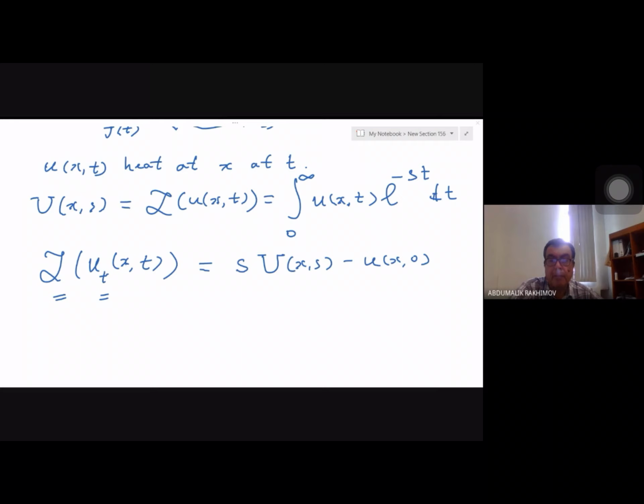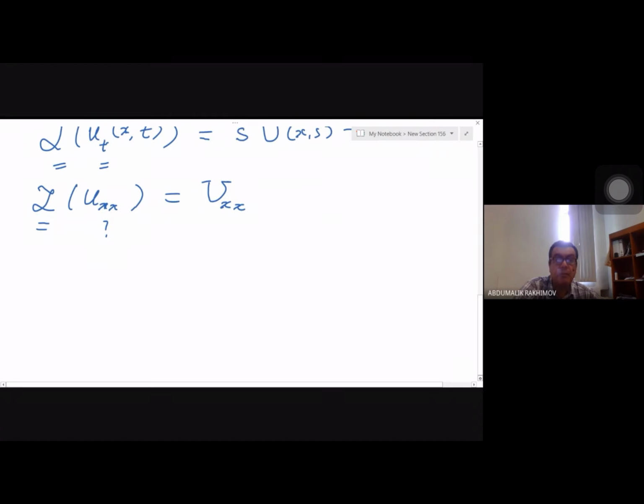Of course, the Laplace transformation has nothing to do with the derivative with respect to x, because the transformation is with respect to t. If you have the function u_xx, then its transformation is capital U_xx. So the Laplace transformation does not kill this xx, because the transformation is with respect to t. Now, taking into consideration these two formulas, let's consider the following problem.